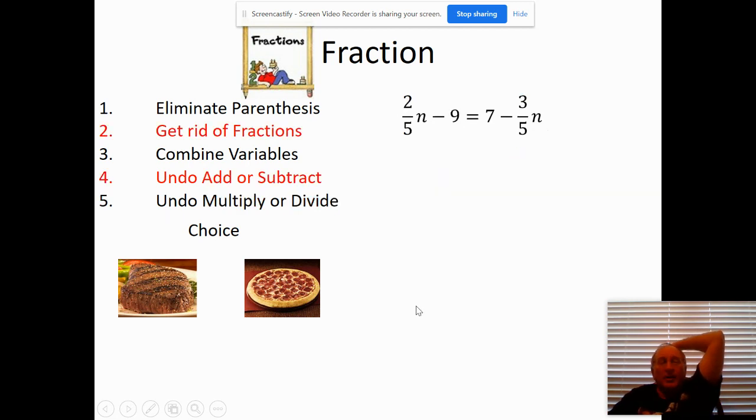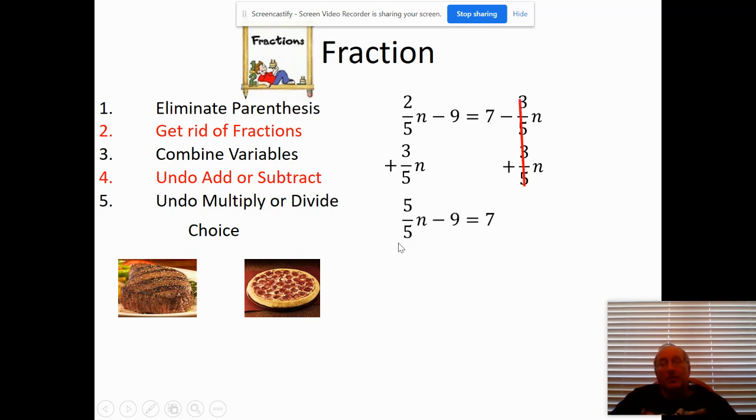There was another way where it says undo the add or subtract. Notice these are both a 2/5 and a 3/5. What would happen if I added 3/5 n? Well, this would go away, but I have to add 3/5 n to this side. Well, here's what's nice. Because they were a common denominator, it did work out that that's 5/5. Well, what's 5 divided by 5? It's just 1. See that there?